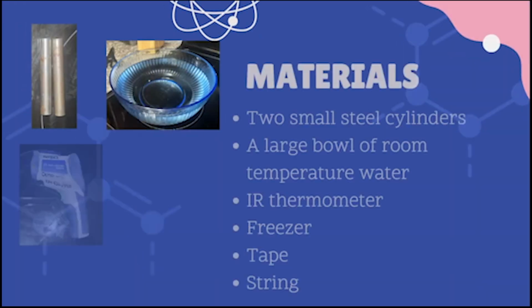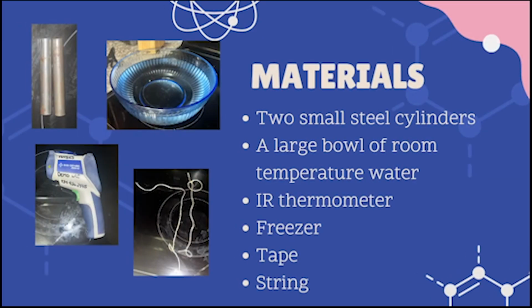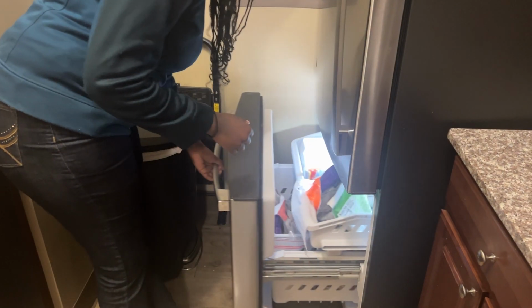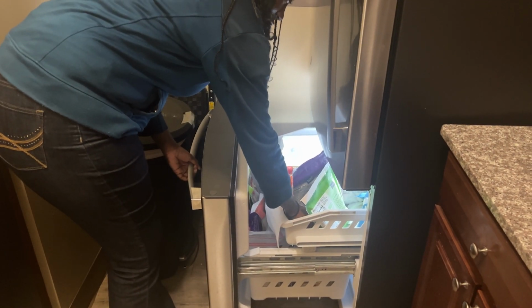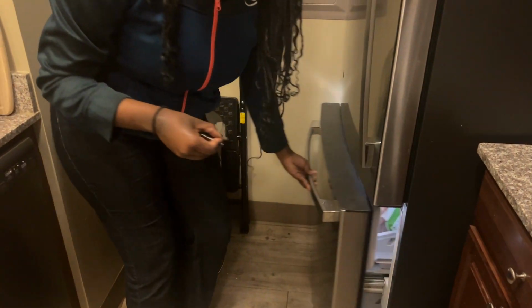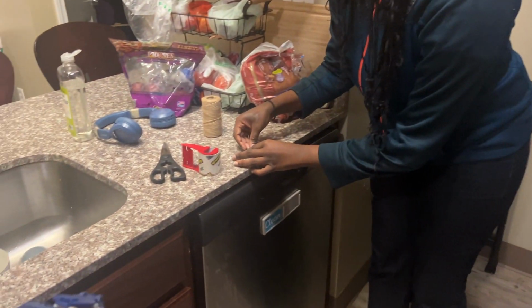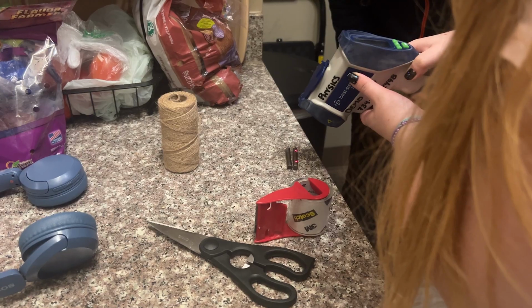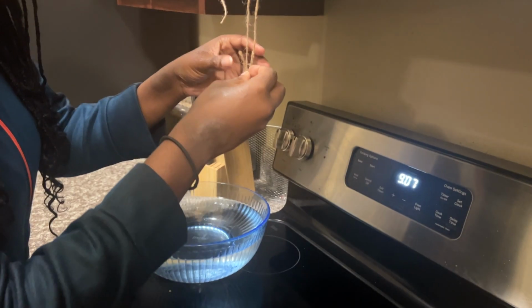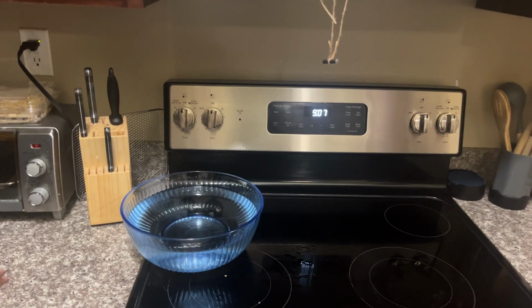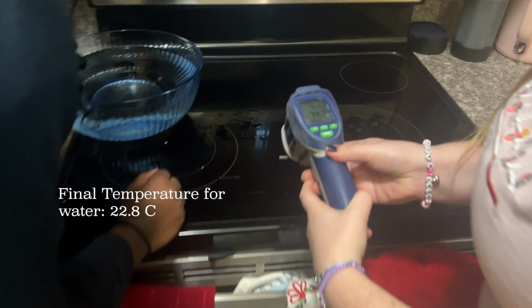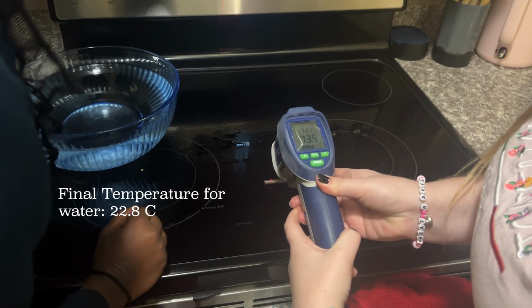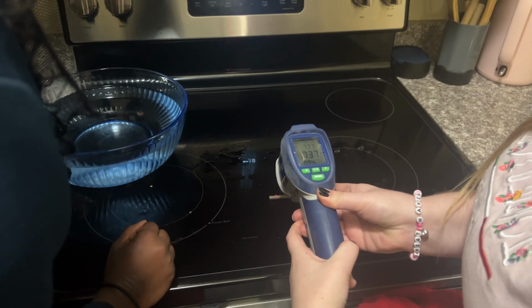For our list of supplies, we need two small cylinders, a large bowl of room temperature water, a thermometer, a freezer, string, and some tape. First, you put both rods in the freezer for 10 minutes so that they are both the same temperature. Then, take both rods out of the freezer and measure the temperature. Then, after that, put one rod in the bowl of water and the other rod in the knotted string suspended in the air. After 30 seconds, take the temperature of both rods. You'll see that the rod in the water heated up way faster than the rod in just open air.